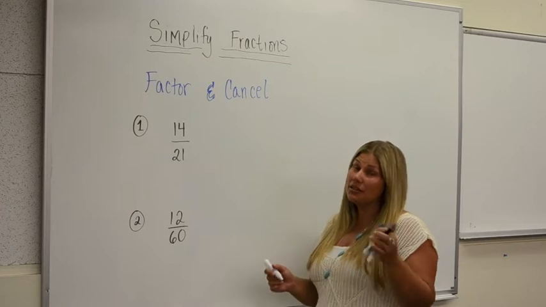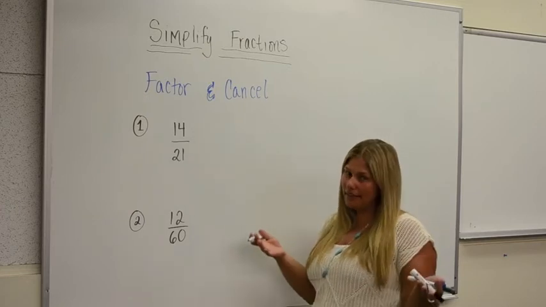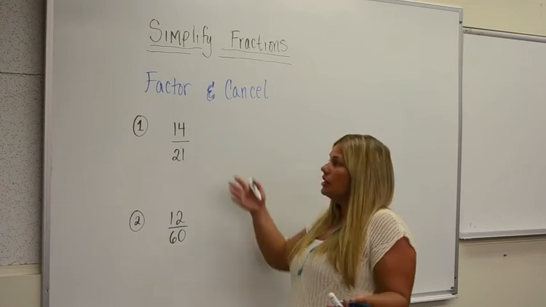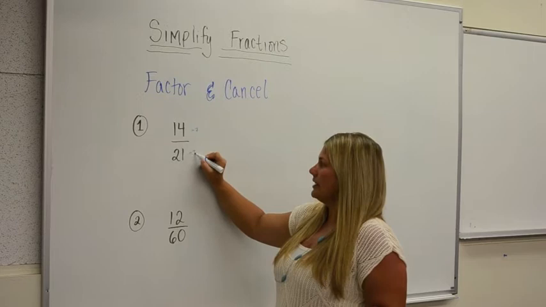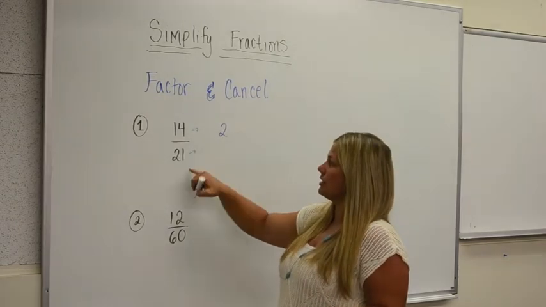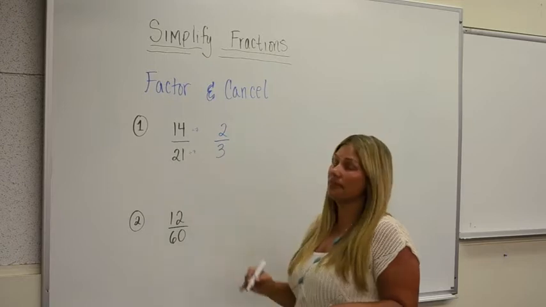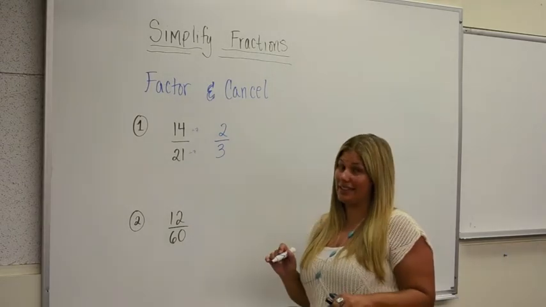So what I see most often is when I see 14 over 21, people say, well, 7 can divide out of both of those. So to simplify this, I can just divide 7 on the top and divide 7 on the bottom. 14 divided by 7 is 2, and 21 divided by 7 is 3. And I agree with you. That's totally fine. That's the answer.